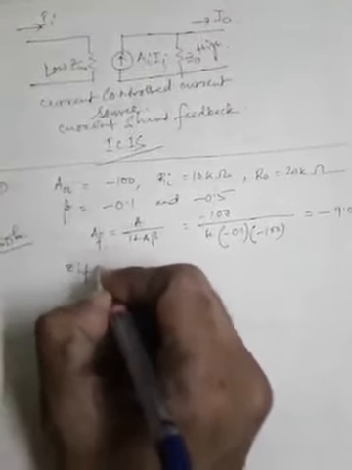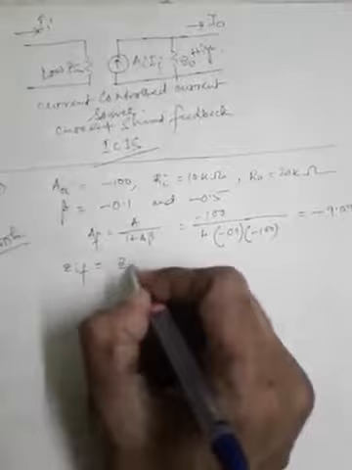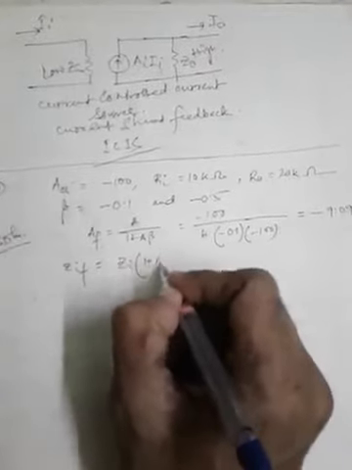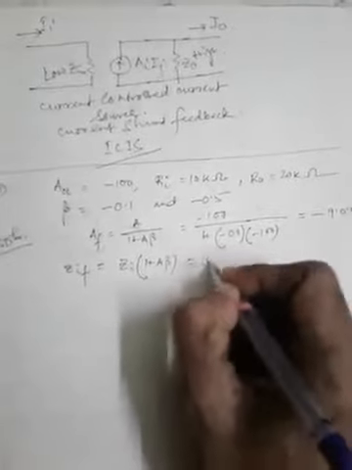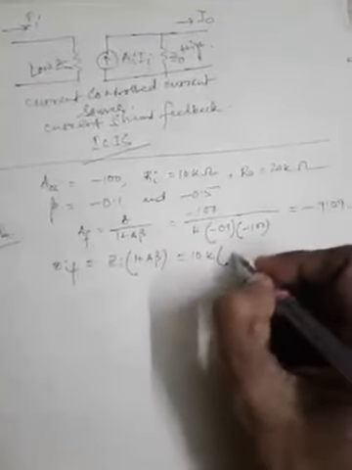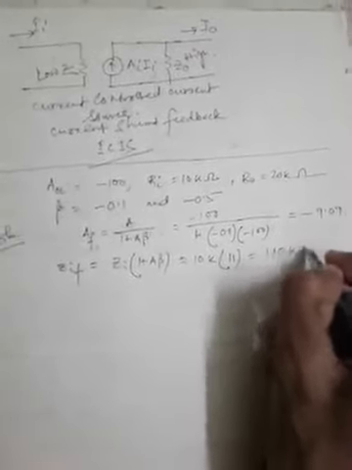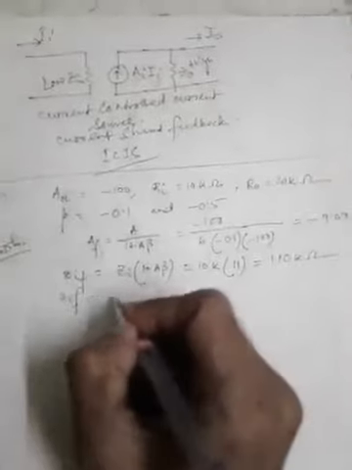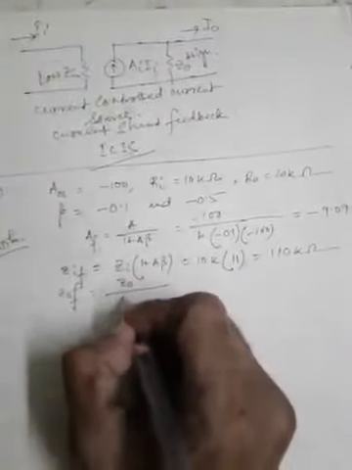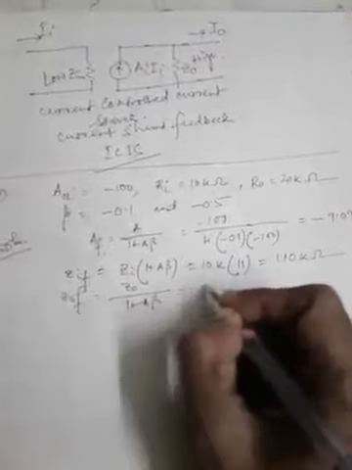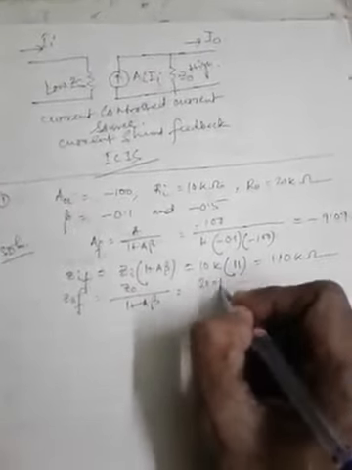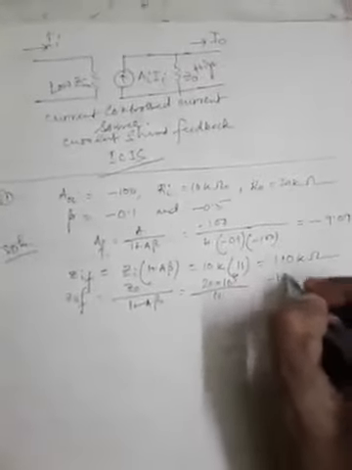And the corresponding ZIF, since it is voltage series feedback, should be increased: Zi into 1 plus A beta. So this is 10K into 11, which is 110 kilo ohm. And ZOF, the output impedance with feedback, should be decreased: ZO by 1 plus A beta, that is 20K divided by 11, that is 1.82K. Now this is one set of solution.